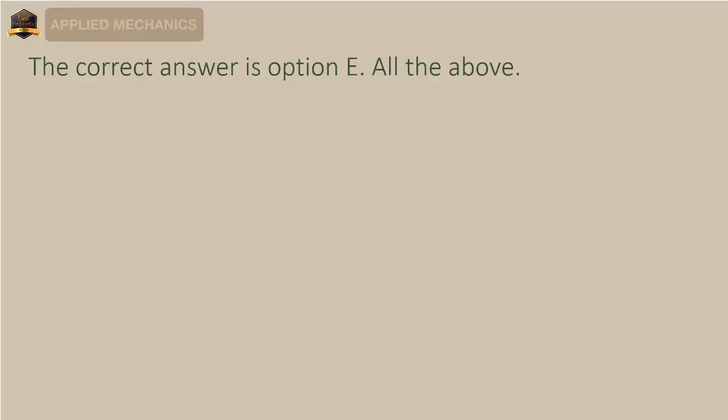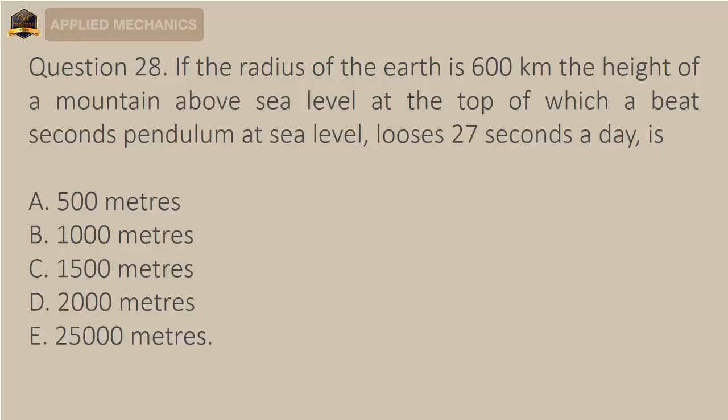Question 28. If the radius of the Earth is 600 kilometers, the height of a mountain above sea level at the top of which a beat-seconds pendulum at sea level loses 27 seconds a day is A. 500 meters, B. 1,000 meters, C. 1,500 meters, D. 2,000 meters, E. 25,000 meters. The correct answer is option D, 25,000 meters.